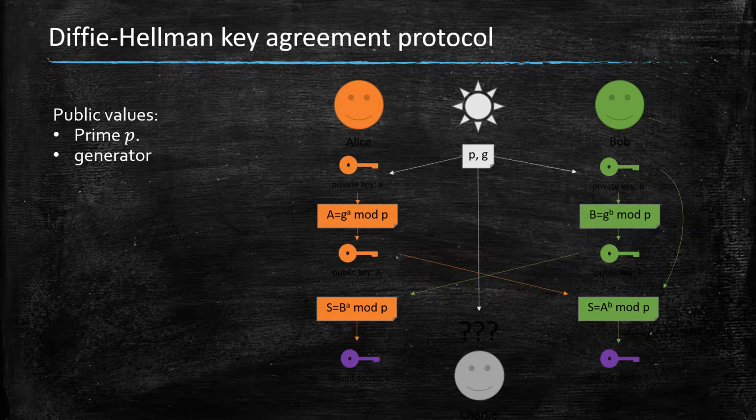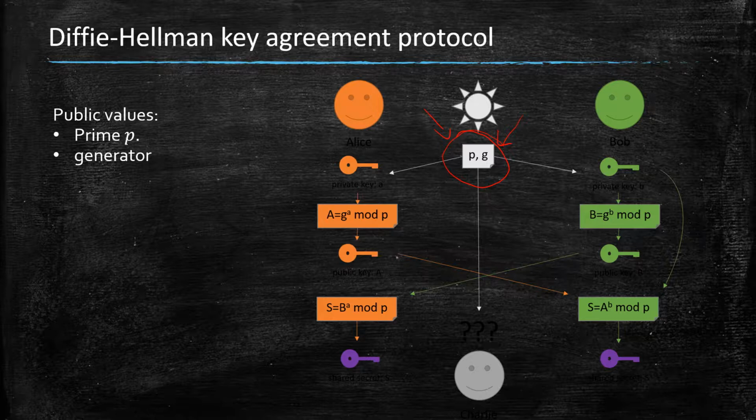So in this setting, we will assume that there are two public parameters, namely P, which is a prime, and G, which is going to be a generator. For example, some number mod P, so for example, G equals 2, okay? Now, Alice and Bob are going to play the following protocol.